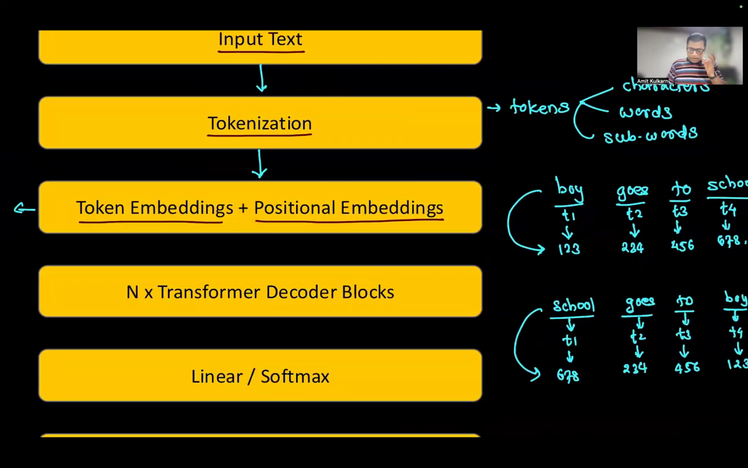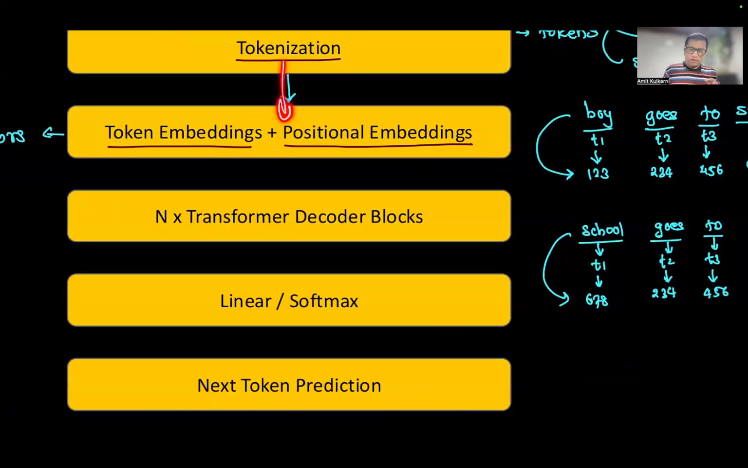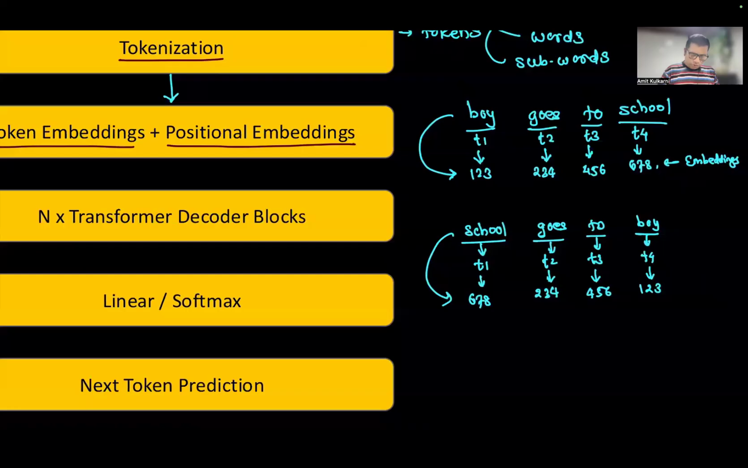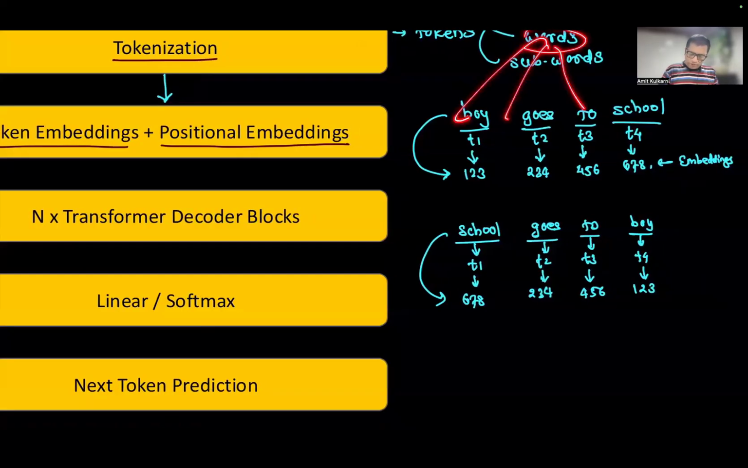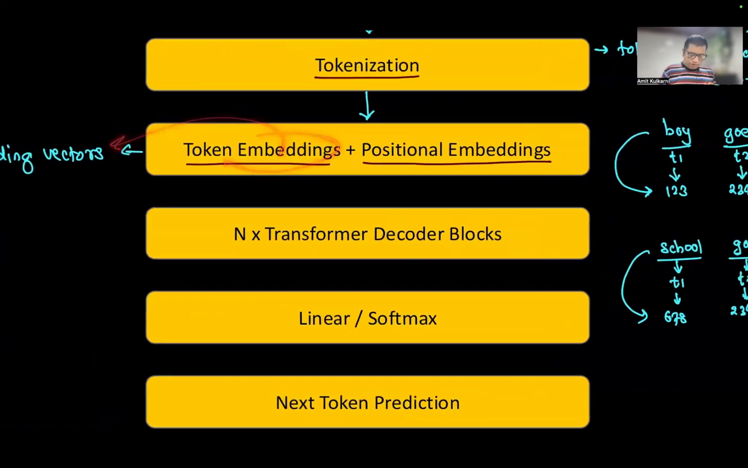Positional embedding means that along with the token, they will also get the position, so that when I say "boy goes to school" and "school goes to boy," they give me different meanings. Basically, the tokenizer splits your input text into tokens, let's say words for now. Those tokens get converted into embeddings, and those embeddings later will get converted into vectors. Embeddings are the numbers.